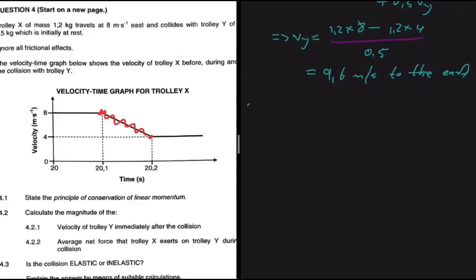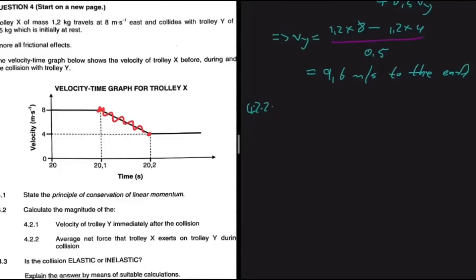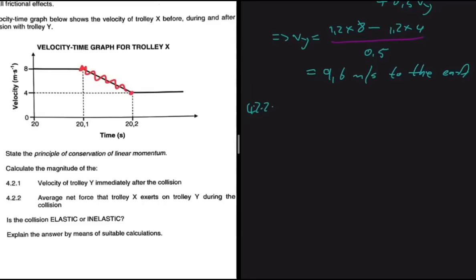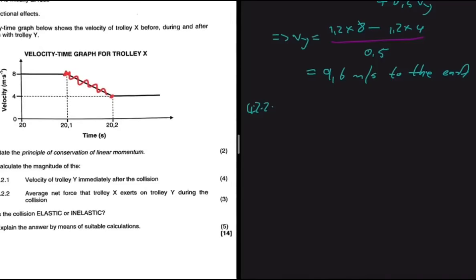And now let's do 4.2.2. So 4.2.2 is saying let's find the average net force that trolley X exerts on trolley Y during the collision. The average net force that trolley X exerts on trolley Y during the collision. We already know that after the collision, trolley Y is going to move to the east, right? So the direction of this net force should also be to the east, right? Irrespective of the sign we're going to get in our calculation, right? Because the sign is going to depend on which body you use, right? Are you using trolley X or are you using trolley Y? But that shouldn't have an effect on the magnitude, right?